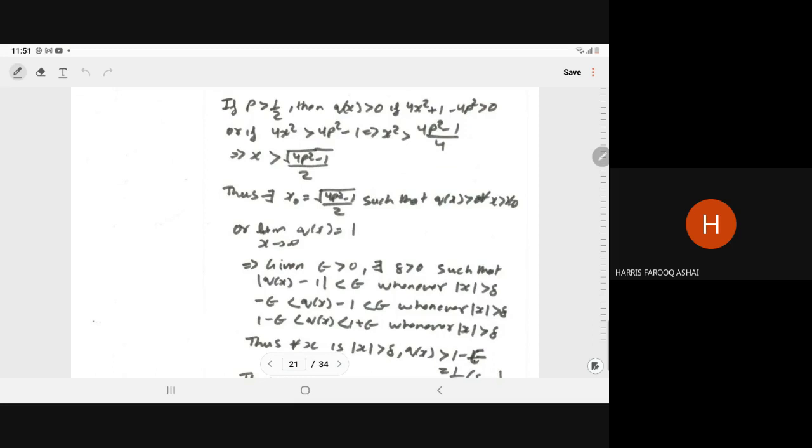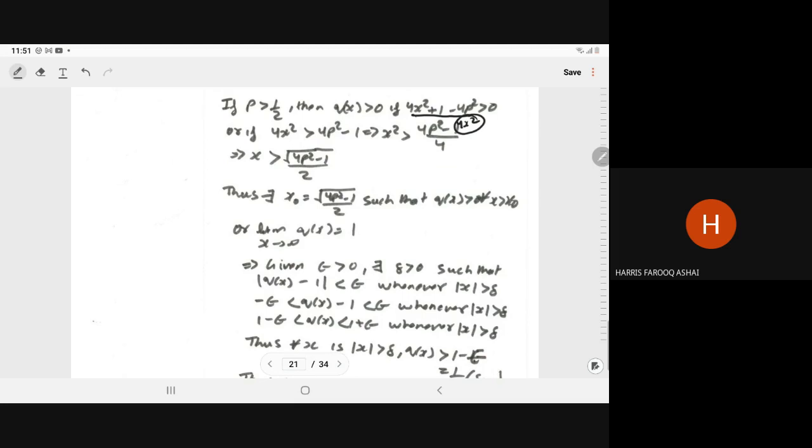Now if p is greater than half, then q(x) must be positive. So q(x) will be positive only when 4x² + 1 − 4p² is greater than 0, because in the denominator we have 4x², which is always positive. So only the numerator should be positive.